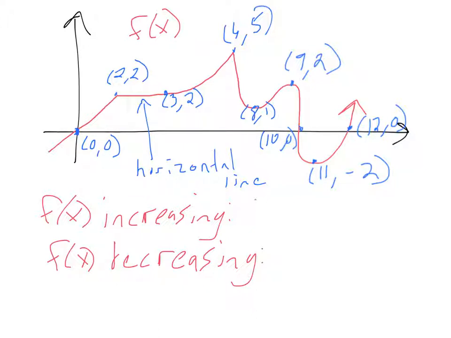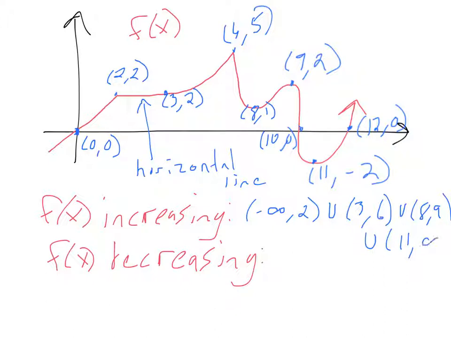Open negative infinity to 2, open 3 to open 6, open 8 to open 9, and open 11 to infinity. Okay, very good. And what about the decreasing side of it, Kevin?